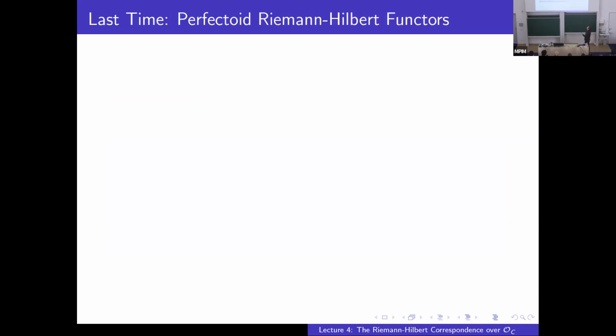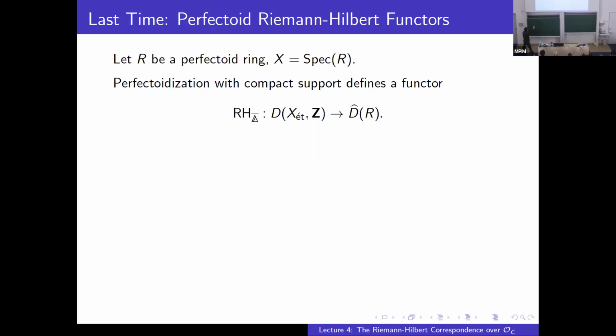Okay, so let me recall what happened last time. I defined what you might call a perfectoid Riemann-Hilbert functor. So the setting was R is a perfectoid ring, X is its spectrum. And I told you about a construction which takes étale sheaves on Spec R and produces objects in the derived category of R-modules. And there's a little hat there to remind you that everything is always p-adically complete.